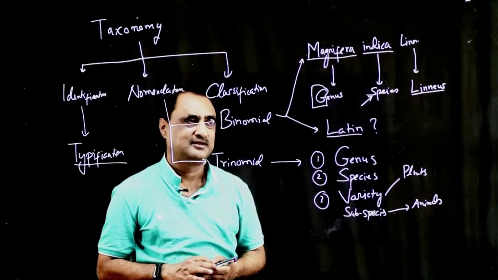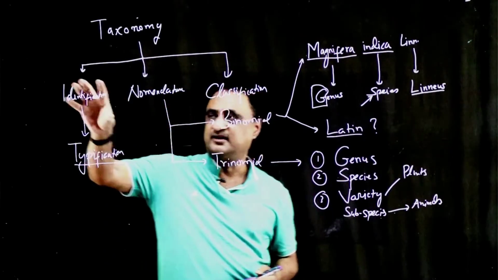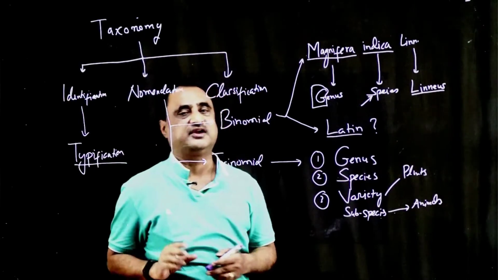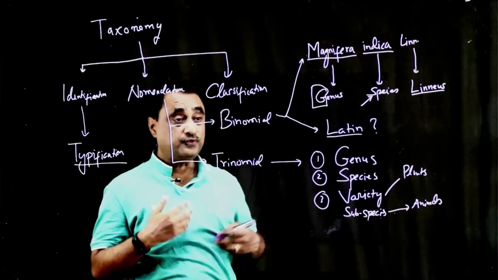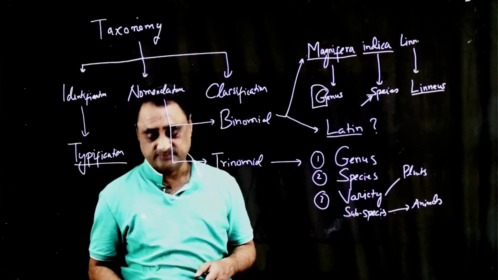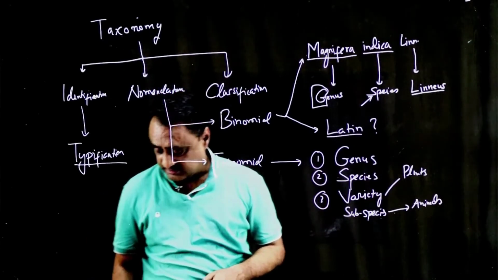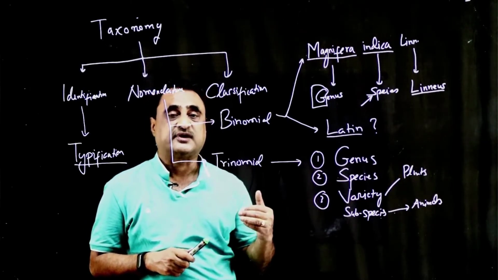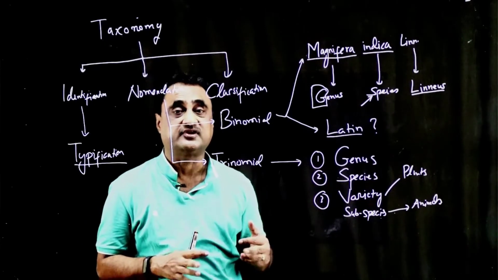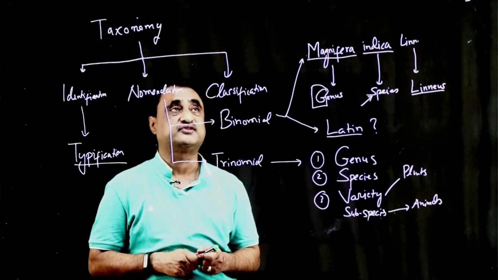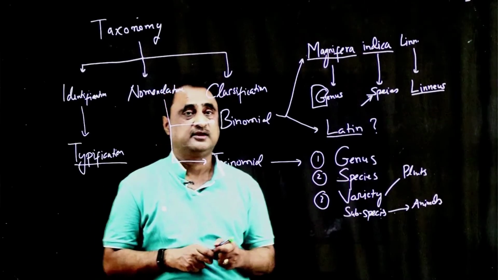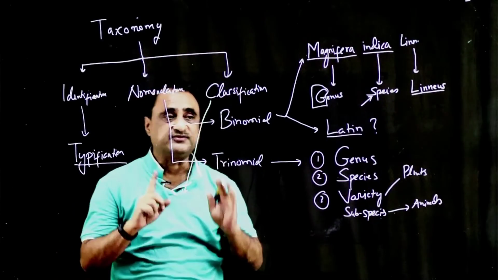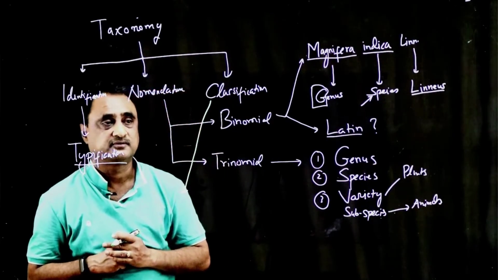So we spoke about identification, we spoke about nomenclature. Now let's talk about classification. How do we classify? Classification is done with reference to identification of certain essential categories. What are those essential categories? There are 7 essential categories.